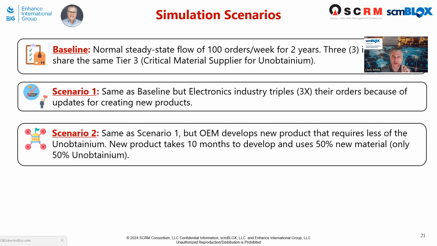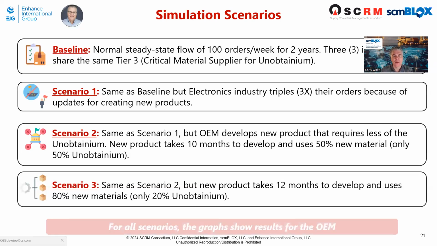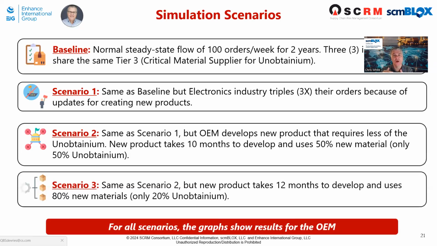Then scenario 3 is like scenario 2, except we're going to say, well, what if the OEM spent another 2 months? So they spent 12 months to develop something that uses 80% new materials. So only 20% unobtainium in this example. And so is it worth it to wait longer and make more of an adjustment? So that's something we'll take a look at.